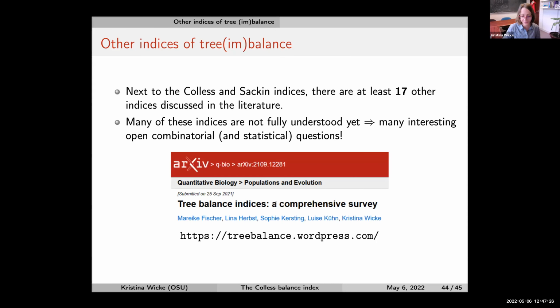And so if you're interested, in a second paper we've recently provided a comprehensive survey of all those currently 19 indices. And that can be found on arXiv. And we've also created this website here that I'm briefly going to show you.